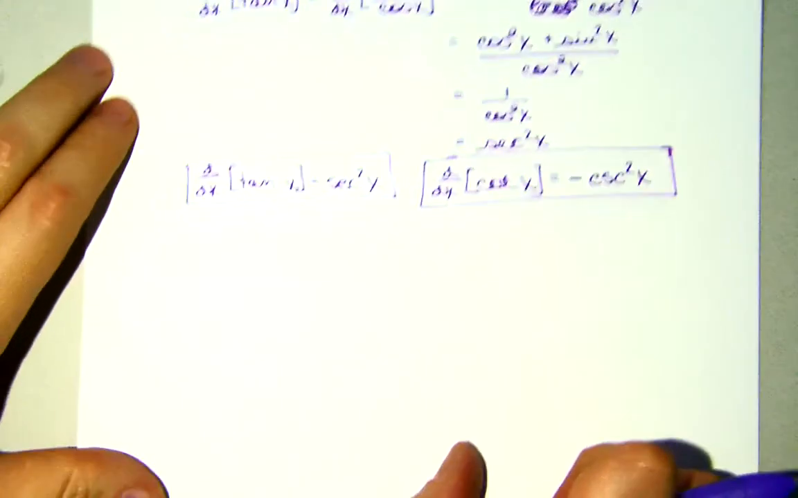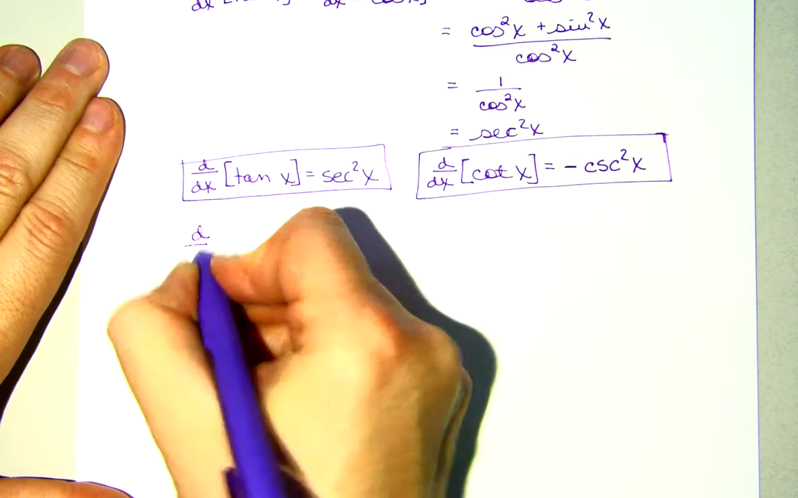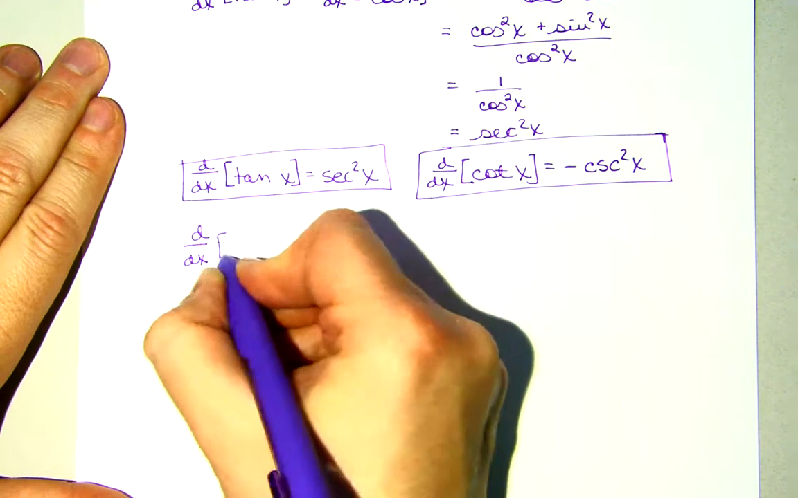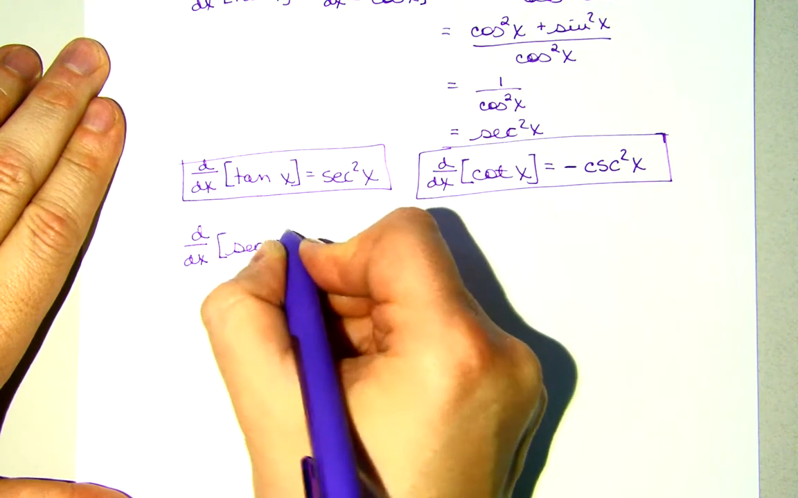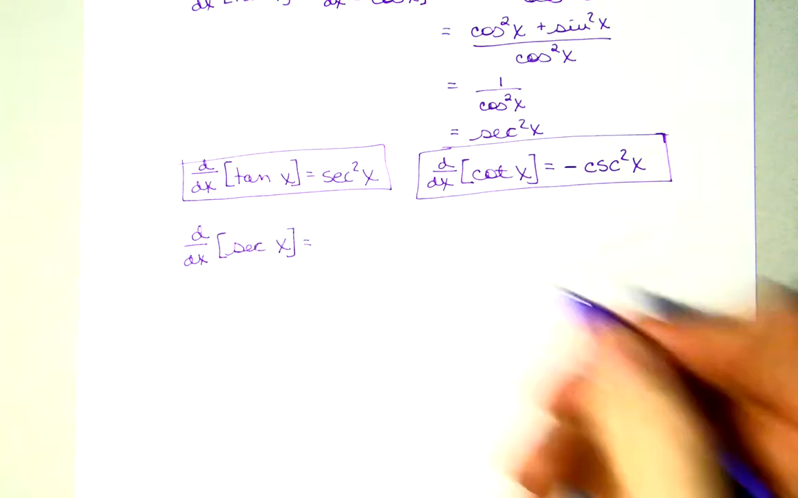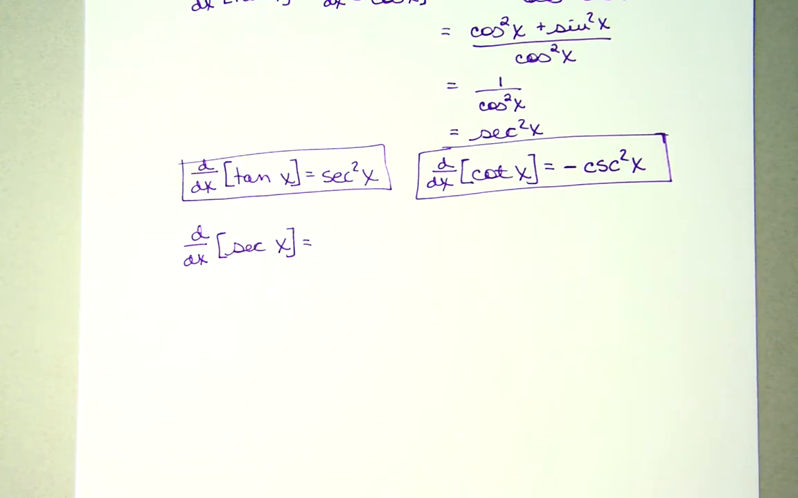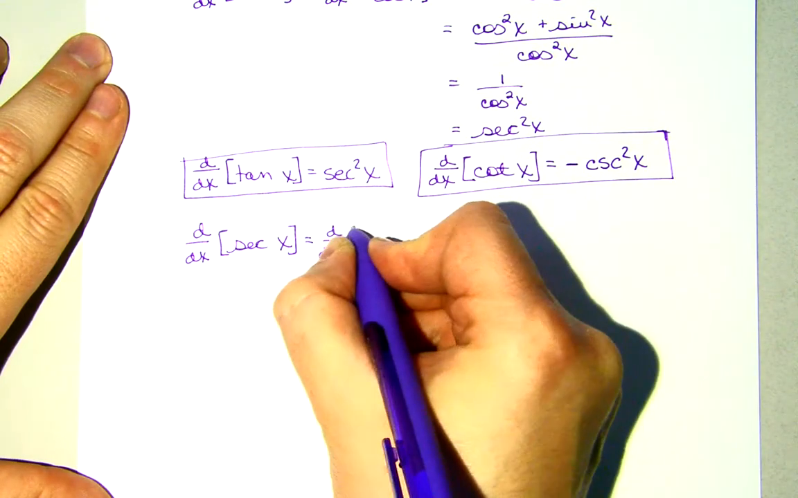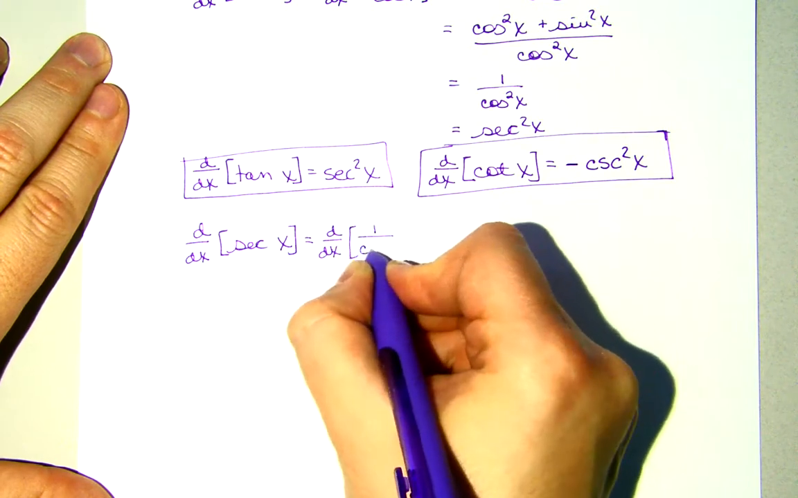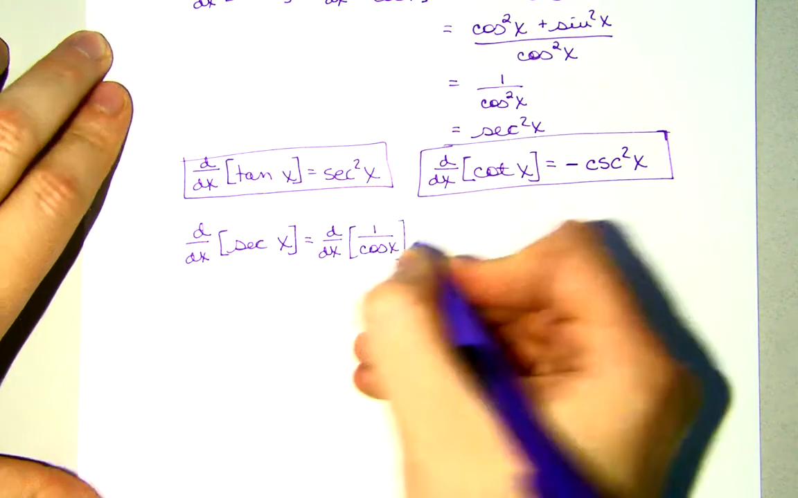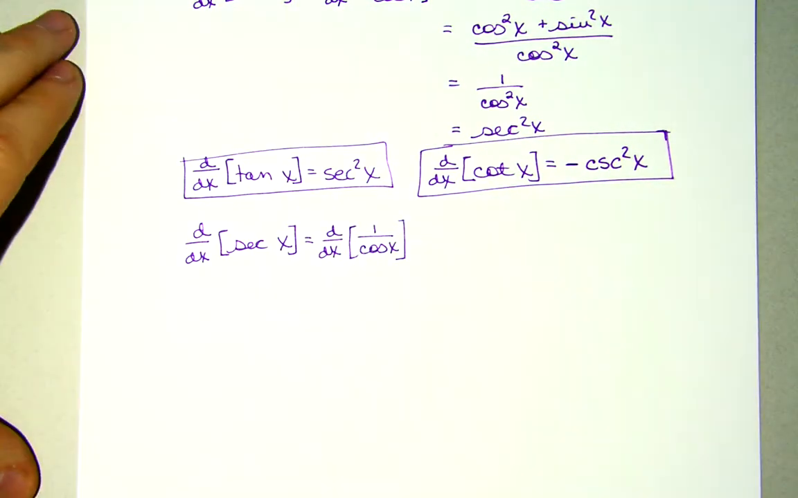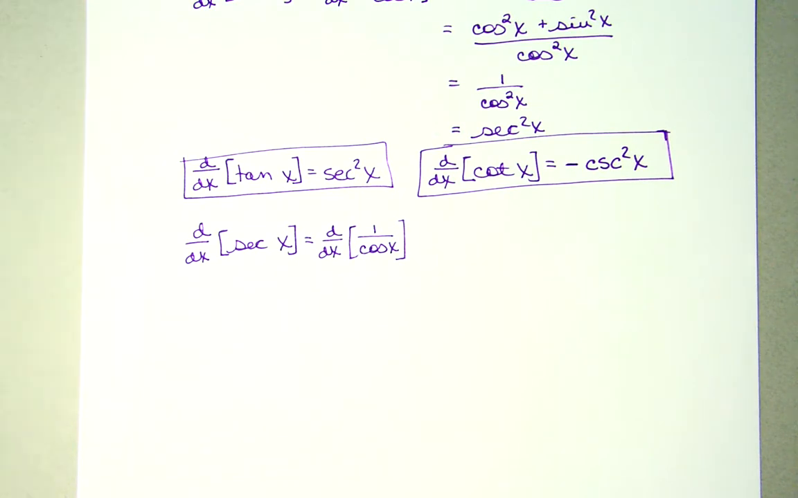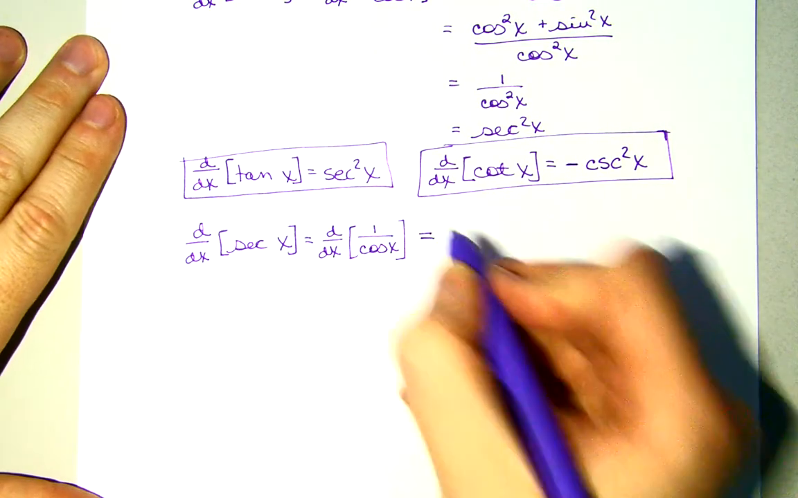Okay, next, the derivative of the secant of x. I would love it if someone could raise their hand and suggest how we could approach this. This is 1 over the cosine of x. Which again means I can use the quotient rule. I just have to be a little bit careful with a few things.